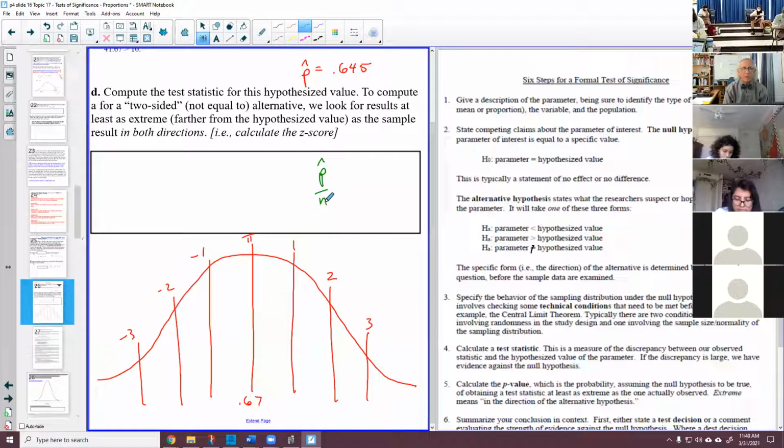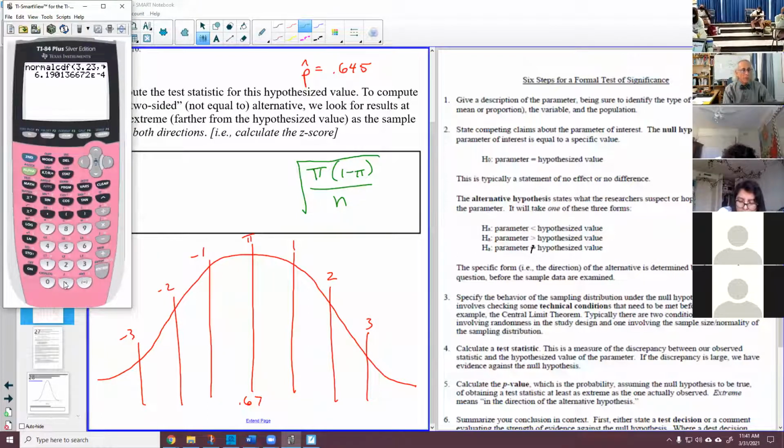Check my notes. I think I have it. Is it pi, parentheses, 1 minus pi, parentheses, over n, and on the top it's the square root of all that. Yeah. So I have a different pi than I did before, because before I was using 0.5 as my pi. Now I'm using 0.67 as my pi.